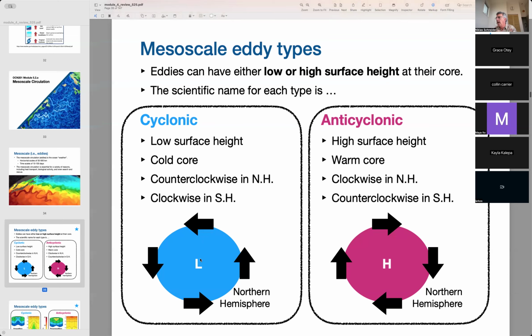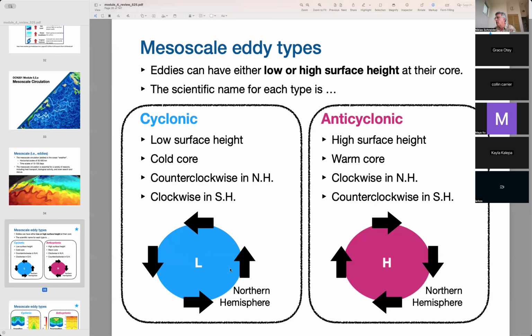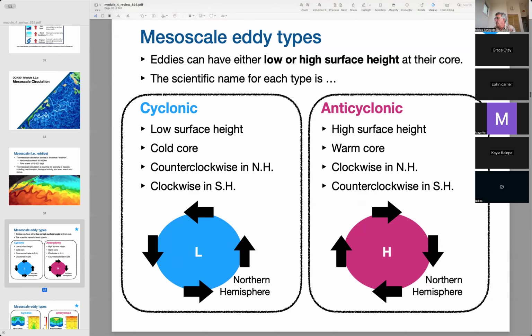So surface temperature and temperatures in the thermocline, in the waters below the surface directly, are normally cool. And as I said, it's counterclockwise in the northern hemisphere. They're clockwise in the southern hemisphere. So in the southern hemisphere, there's still low sea surface height, but they turn clockwise. Still considered a cyclone. The opposite situation is if you have a high sea surface height, then you have an anticyclonic circulation associated with this. The anticyclonic circulation is clockwise in the northern hemisphere, but counterclockwise in the southern hemisphere.